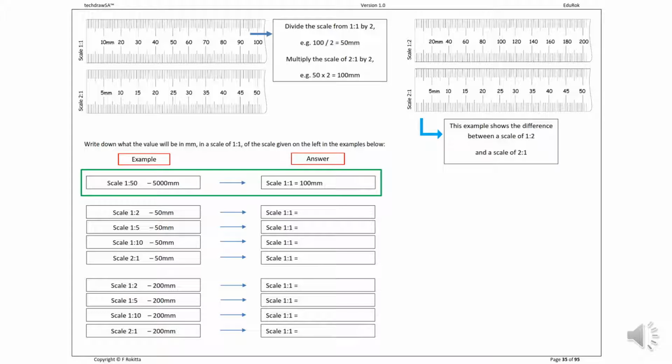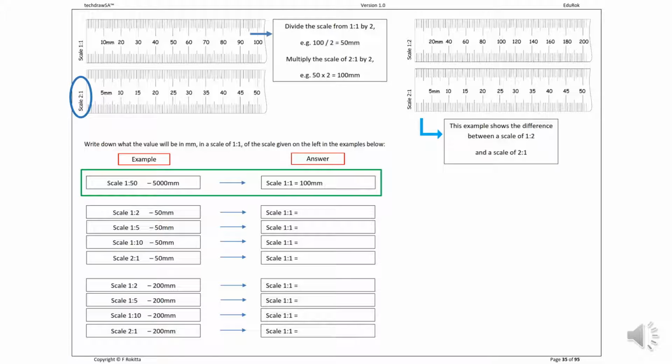On page 35 of your workbook, we continue to discuss different types of scales. In your workbook on the previous pages, you will find other scales that are not mentioned in this tutorial. But we use this page to explain some very important features. At the top left, we have a scale of 1 to 1. If we relate it to a scale of 2 to 1, we need to divide the scale of 1 to 1 by 2. Therefore, if 100 millimeters is found on the 1 to 1 scale, that exact same distance would be 50 millimeters on a scale of 2 to 1.